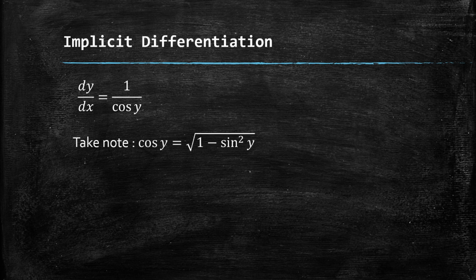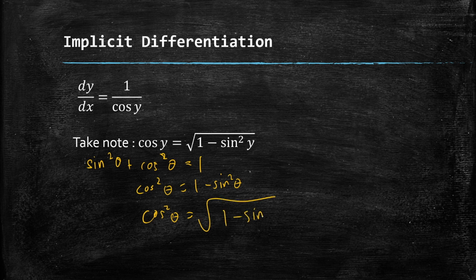Take note that cos y is square root of 1 minus sine squared of y, from the Pythagorean identities. So I'll try to write the Pythagorean identity here. We have sine squared theta plus cos squared theta equals 1. If we try to look for cosine, you have 1 minus sine squared theta, then get the square root of both sides, you'll have square root of 1 minus sine squared theta. So that's how we got this.